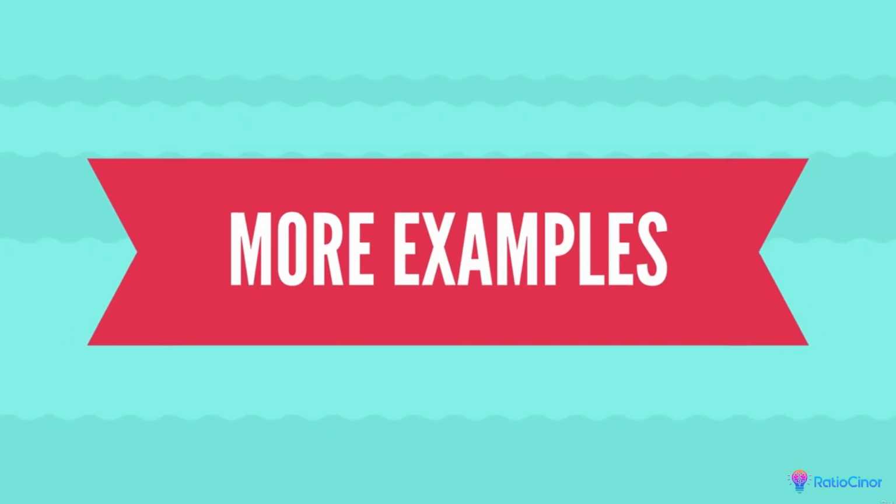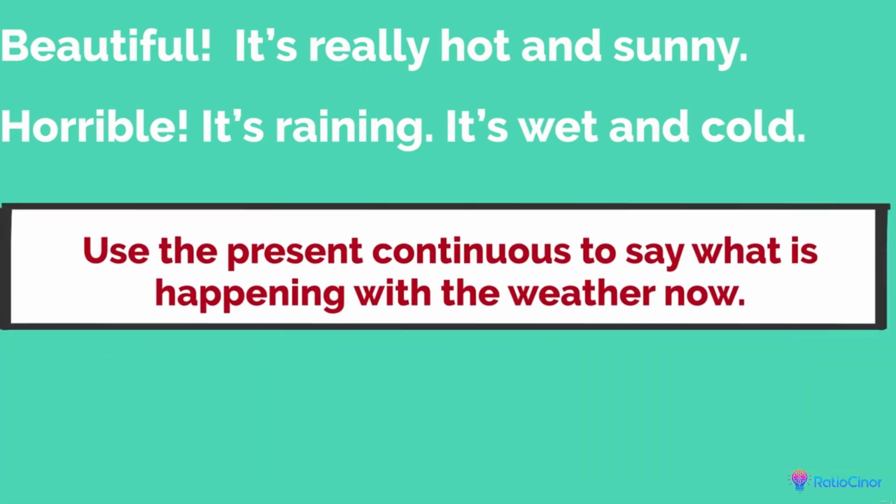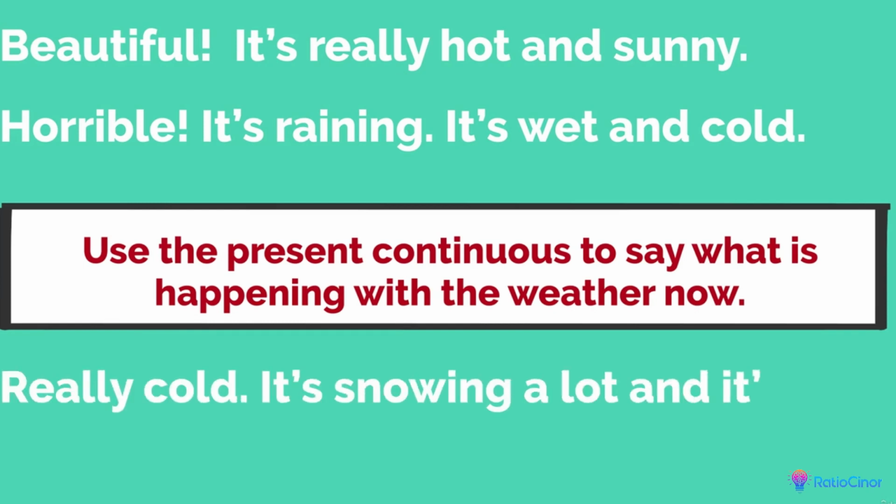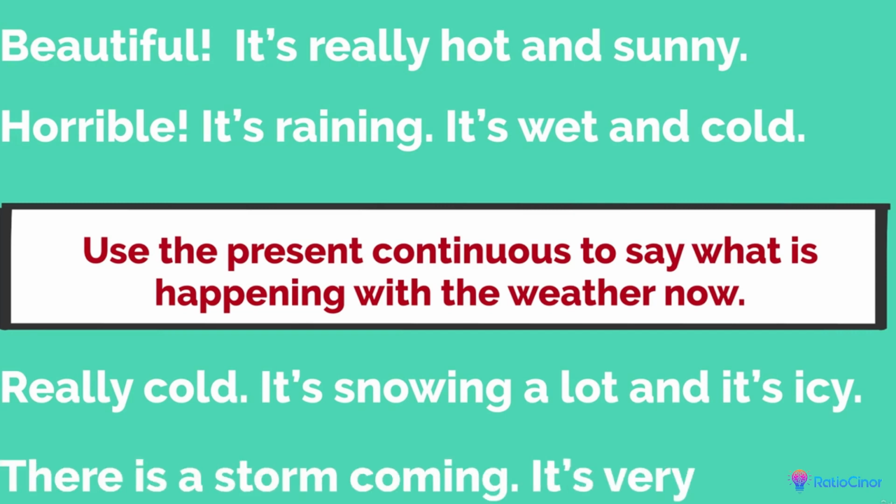More examples. Beautiful. It's really hot and sunny. Horrible. It's raining. It's wet and cold. Use the present continuous to say what is happening with the weather now. Really cold. It's snowing a lot and it's icy. There's a storm coming. It's very windy.